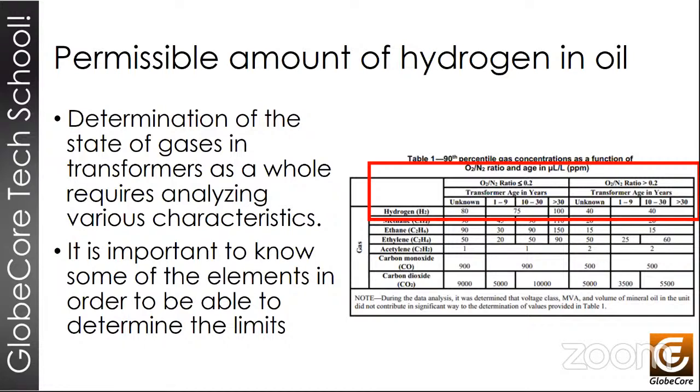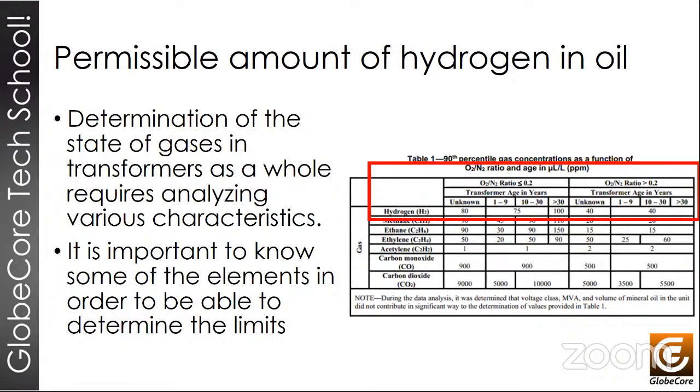We can also observe how the age of the unit is important in determining the allowable values for the content of hydrogen and other gases. So we have four clearly differentiated groups: a value for those transformers whose age is unknown, a different value for transformers from 1 to 9 years old, and then another value for transformers from 10 to 30 years old. And finally, we have a specific value for transformers that are older than 30 years. Obviously, the values have a lot of variation there.